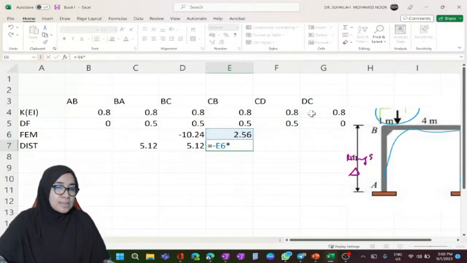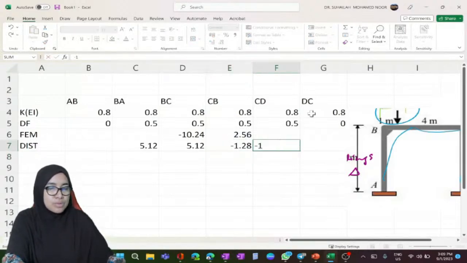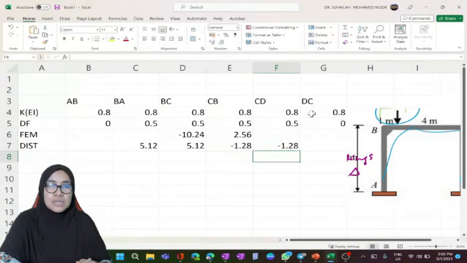Okay, so it is multiplied by 0.5, and we get negative 1.28 as well, because the factor is equal.